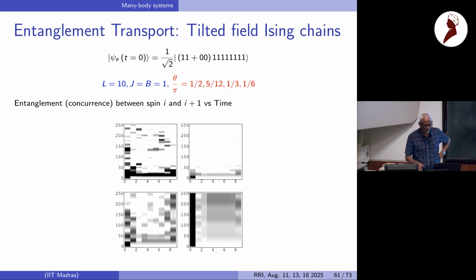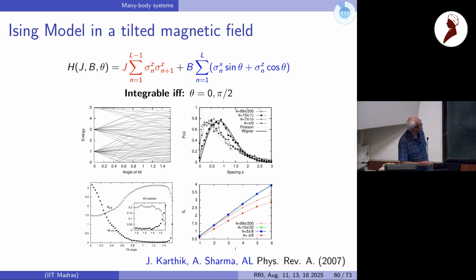For example, all these spin waves and a few magnon excitations are quasi-particles. Here they have all been destroyed. I don't know what you call tilted field. Tilted is when you have both, this angle theta is not 0 or pi by 2. Yeah.